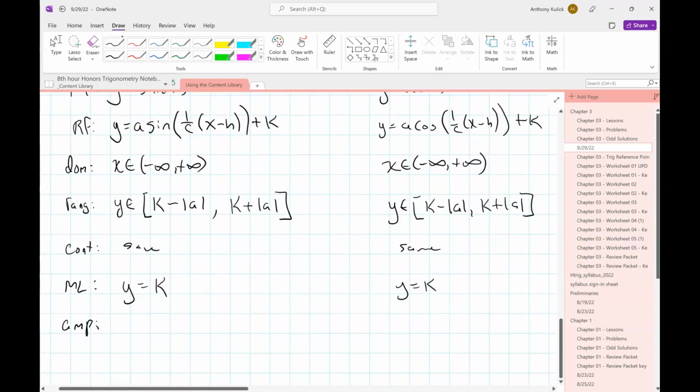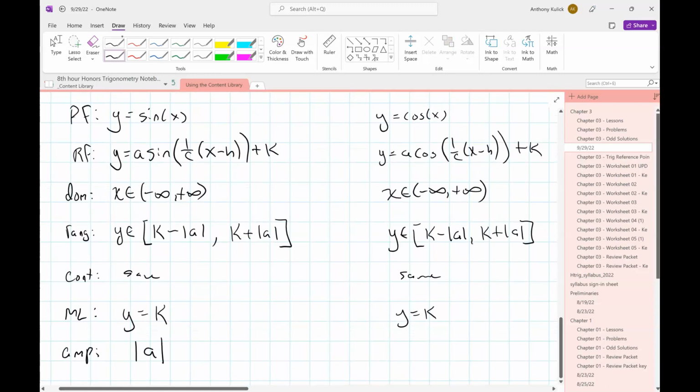Multiplied. So the amplitude was 1 before. So now it's going to be the absolute value of A. Why am I putting absolute value around this? If A was negative, amplitude's representing a distance, so it shouldn't be a negative number, right? It's the distance from an extrema to the midline. So I'm just going to slap an absolute value around it to take care of that.